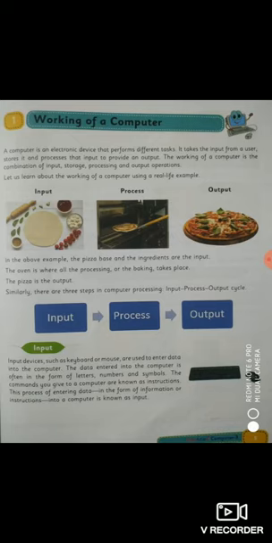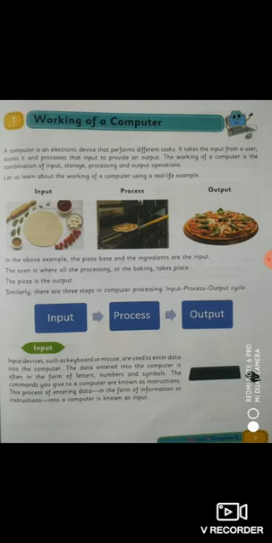Right? Like in Maggi. We get the Maggi, that's a raw product. We then put it in the bowl on the stove, and then we cook it for some time, and then we get the product. That is the output. Similarly, working of a computer is also a combination of input, storage, processing, and output operations. You see the example below? In the above example, the pizza base and the ingredients are the input. The oven is where all the processing or the baking takes place. The pizza is the output.